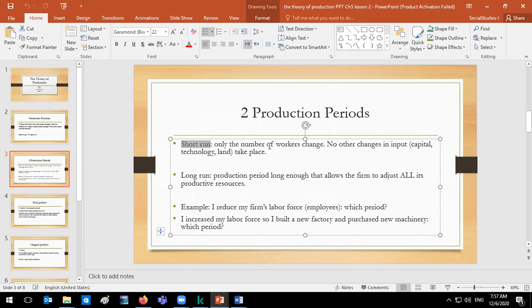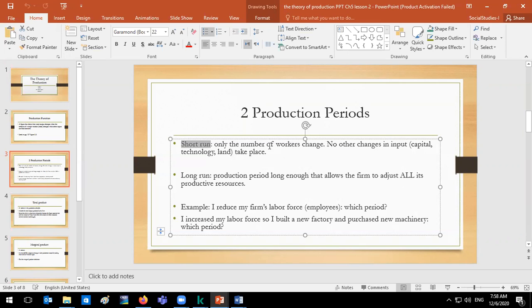A short run. Right, because this is only marked by a change in the number of employees or workers. Okay, so if I go and I reduce my firm, that means I make them less. Then again, the only factor that I'm really changing is the number of employees. That means I'm in the short run period. If I go and I hire more employees or I take on more employees, then again, I'm in the short run period because the only factor that is changing is the number of employees.